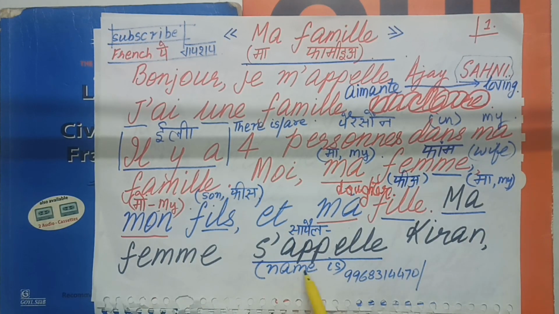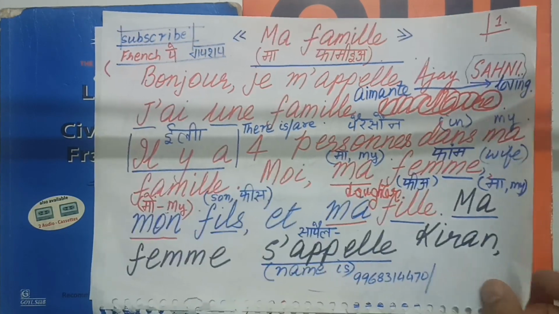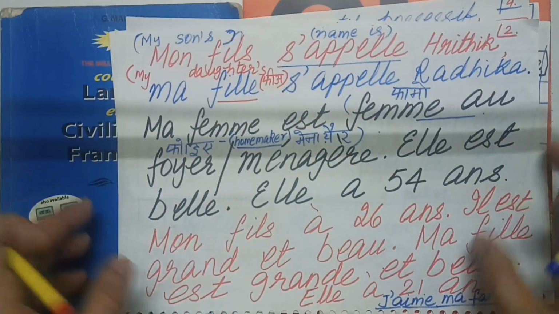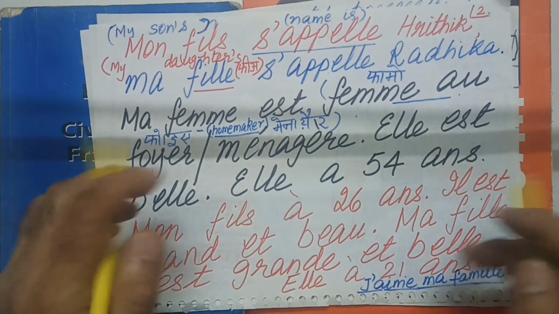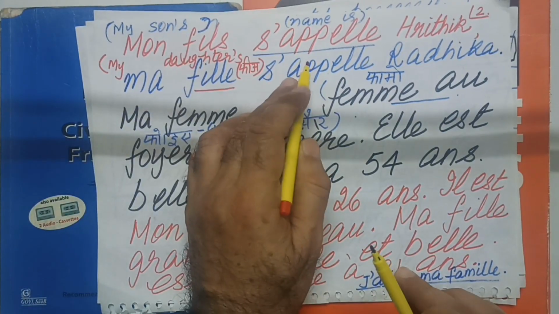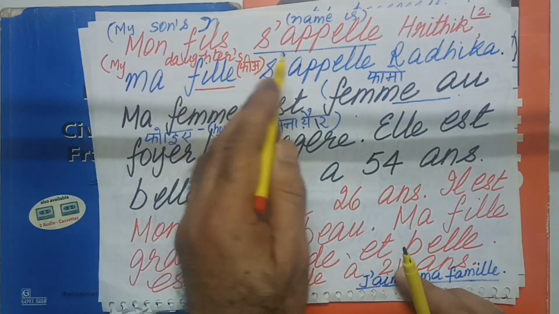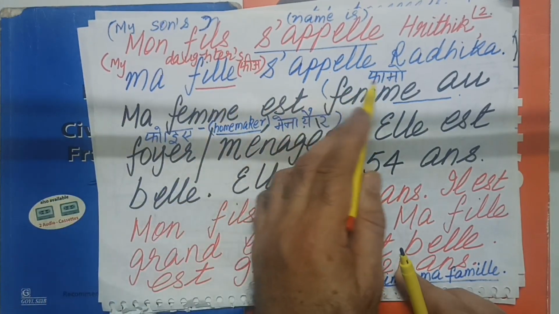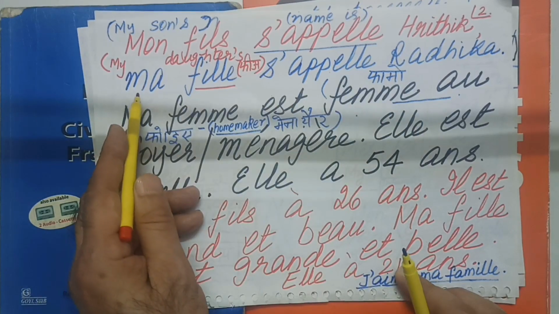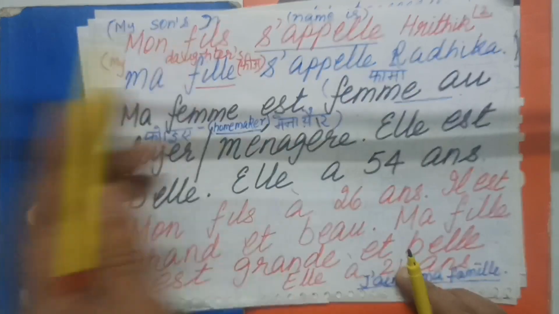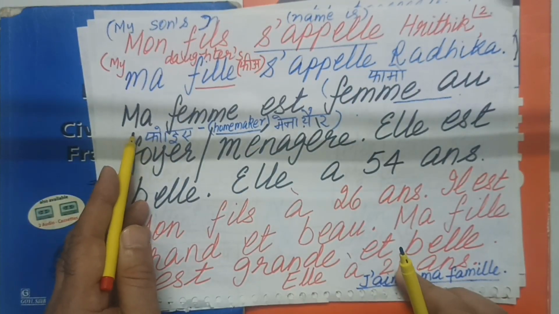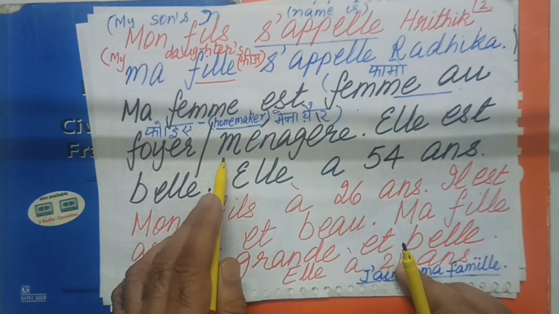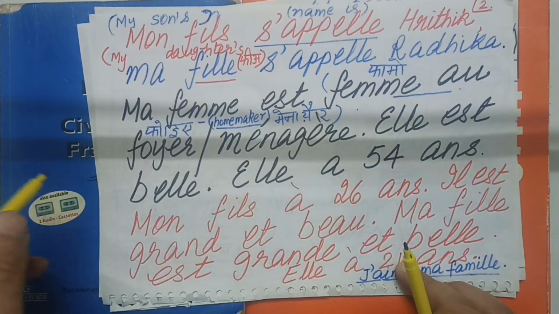Bon, so ma femme s'appelle Kiran. My wife's name is Kiran. Et c'est le deuxième feuille. Mon fils s'appelle Ritik. My son's name is Ritik. Ma fille s'appelle Radhika. My daughter's name is Radhika. Ma femme est femme au foyer ou ménagère.